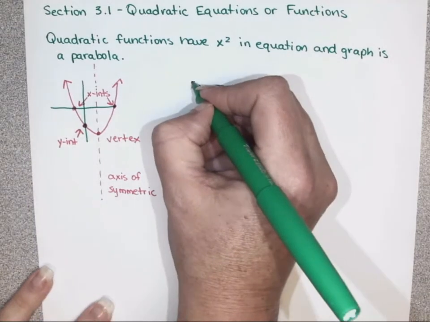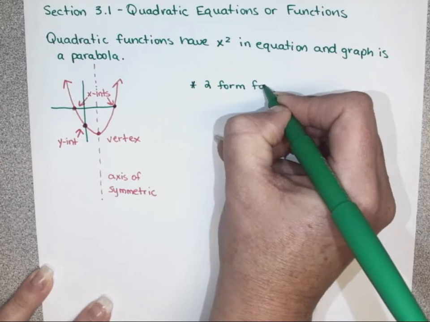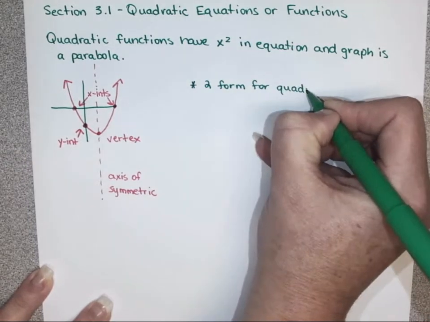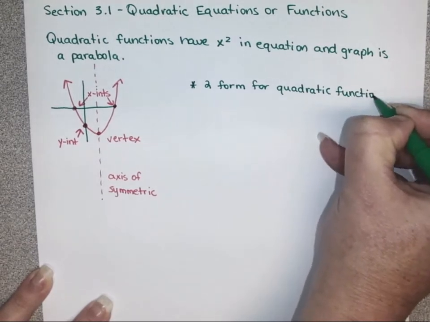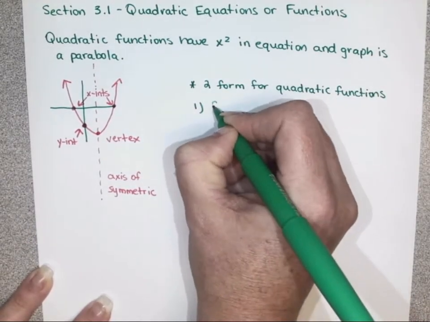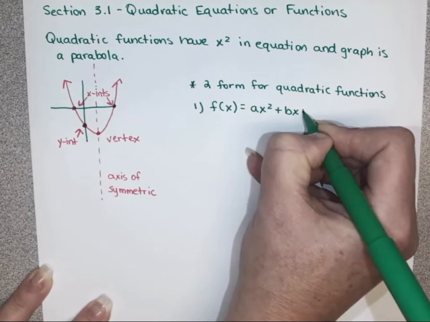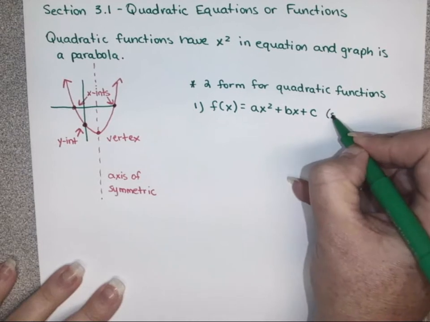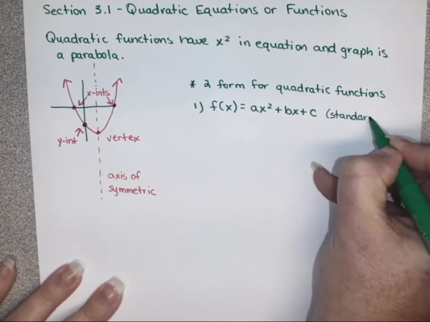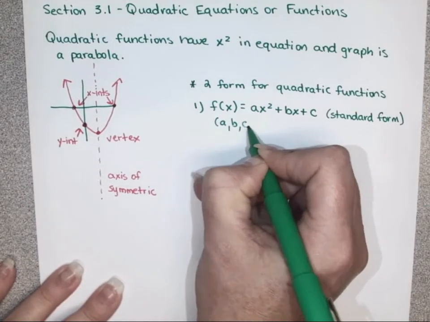Okay, so here are the two forms for quadratic functions, and we're going to look at one probably more than the other. So the first one is the most common. This is the one that we looked at during review week, first week of class. Ax squared plus bx plus c. Okay, this is called standard form. It's the most common that you're going to find. And just know that a, b, and c are real numbers.